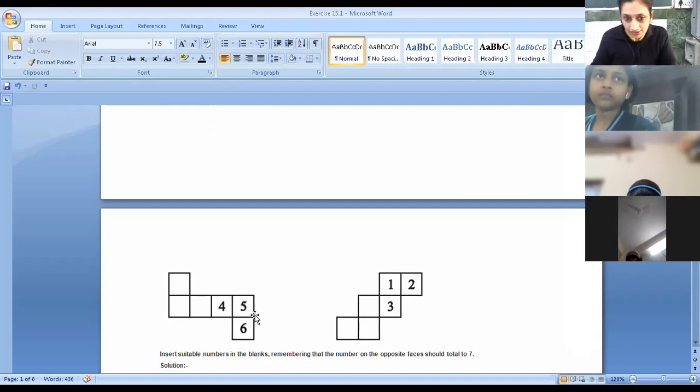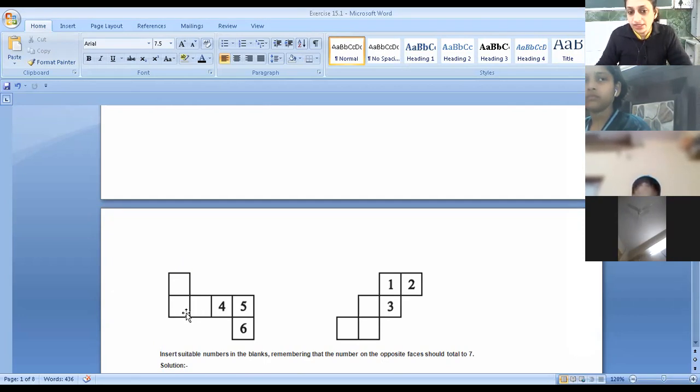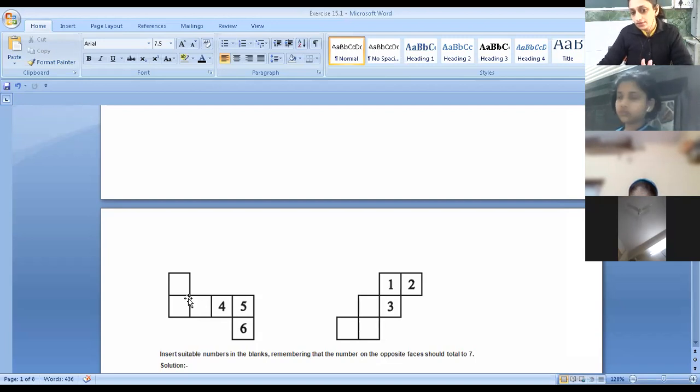In the first net, we have written the numbers 4, 5 and 6. So what numbers can you fill over here so that the sum of the opposite sides should be 7? When you are making the net of a cube, and on 3 sides already 4, 5 and 6 are written, you have to remember that opposite of 5 should be 2, opposite of 4 should be 3, and opposite of 6 should be 1. So where will you write 1, 4, 3 and 2?